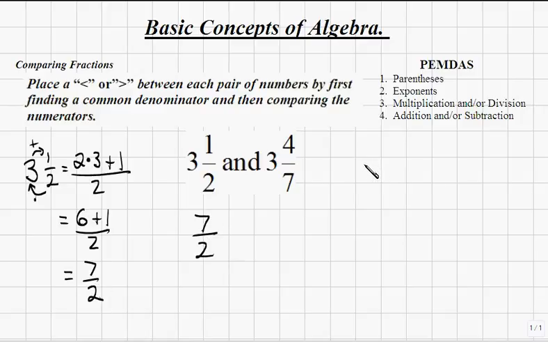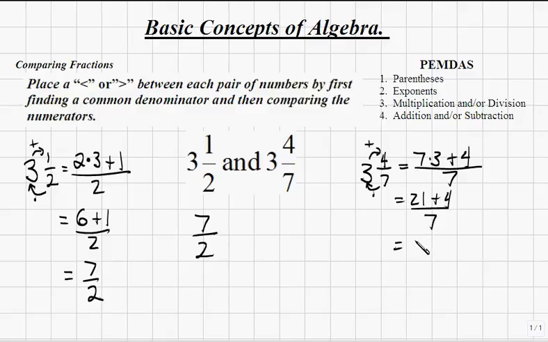Similarly, on our right, 3 4/7, we'll multiply 7 times 3 and then add 4 and write this over the denominator of 7. So this becomes 7 times 3 plus 4 over 7. To simplify this, 7 times 3 is 21 plus 4 over 7 becomes 25 over 7. So the mixed number 3 4/7 becomes 25/7. We now can compare which fraction is larger.